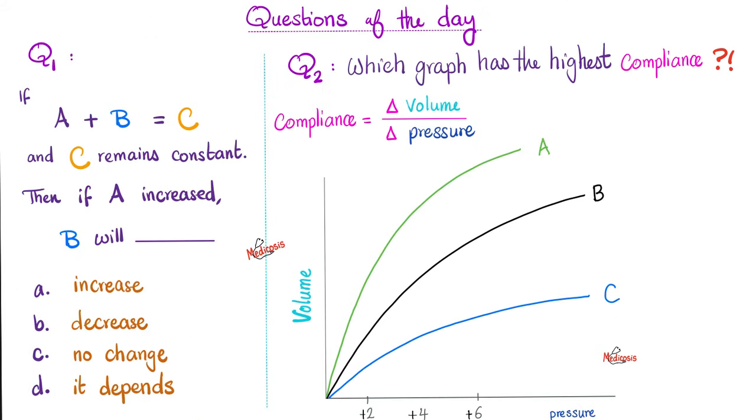And before we go, here are 2 questions for you. Question 1, if A plus B equals C, we'll keep C constant. A will go up. What's going to happen to B? Is it going to go up, down, no change, or it depends?